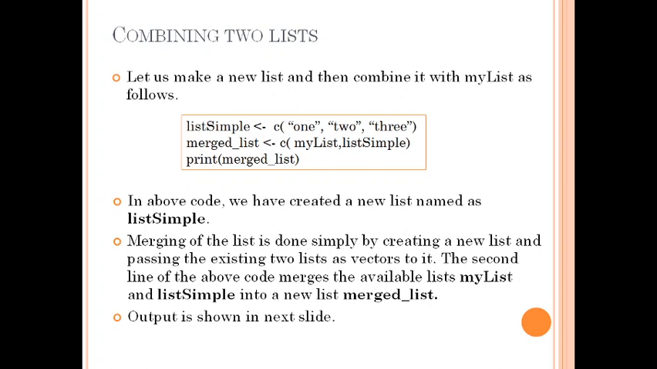Now here, combining two lists. We have seen previously how to combine various objects like data frames and matrices into a single list. Now let us see how two lists are combined into a single list. For that we will require two lists. We already have my list. So let us create a new list known as, say, list simple, with a vector having 3 string values in it. So first do that.